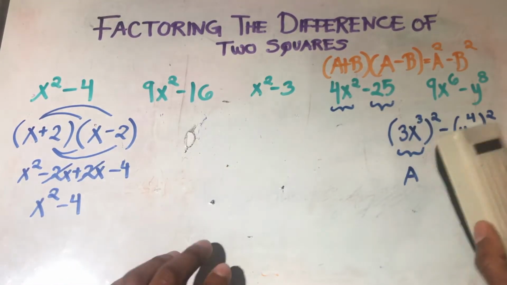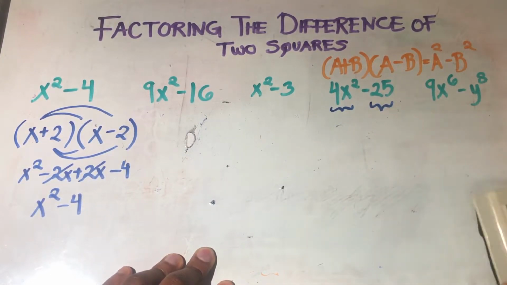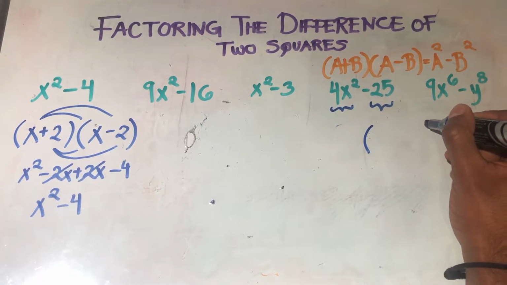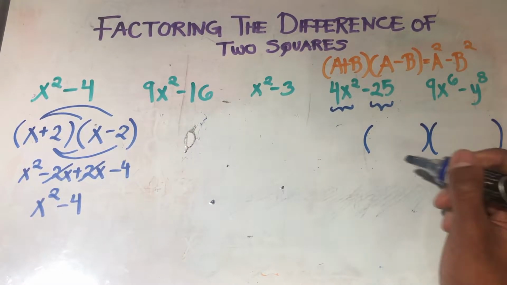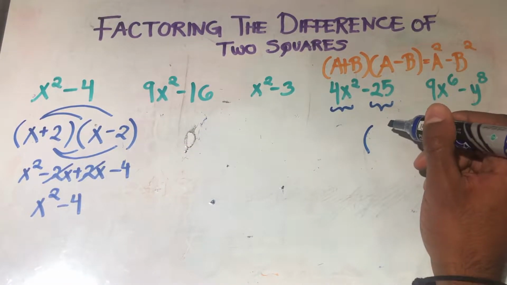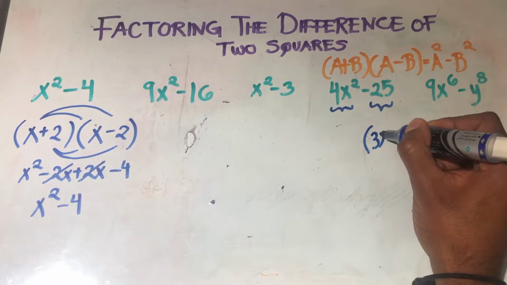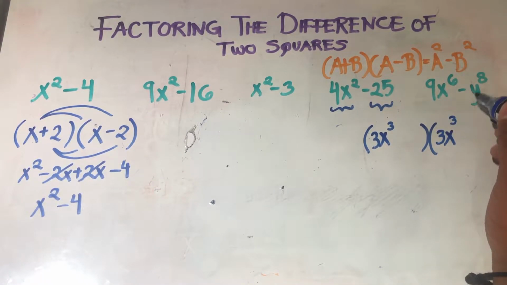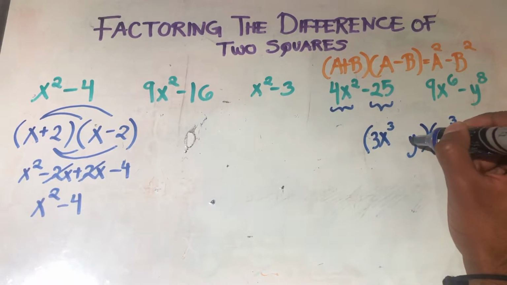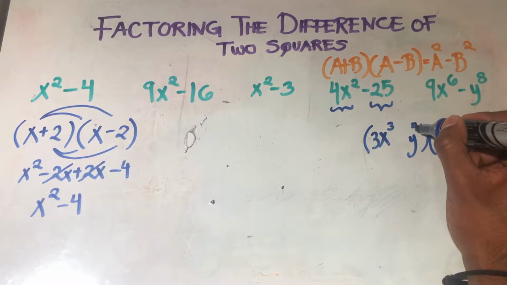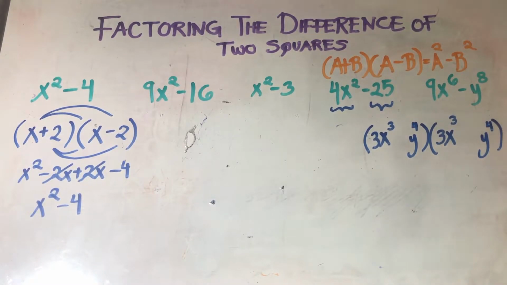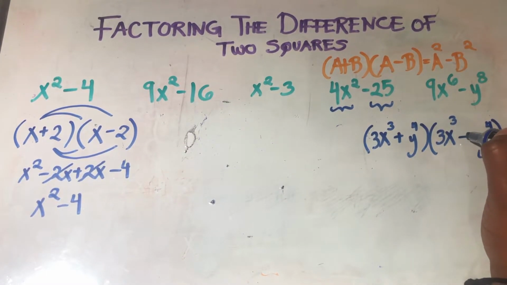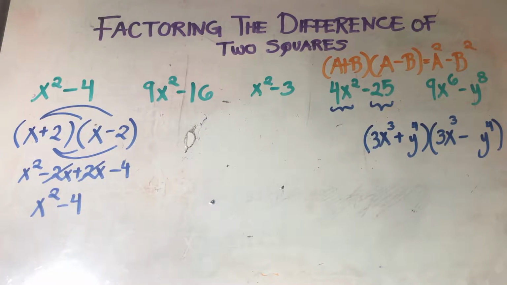So writing our parentheses, we'll write it here. We have 3x cubed, 3x cubed, and we have y to the 4th and y to the 4th. Now let's not forget our signs. We have positive and negative. Let's go ahead and check.